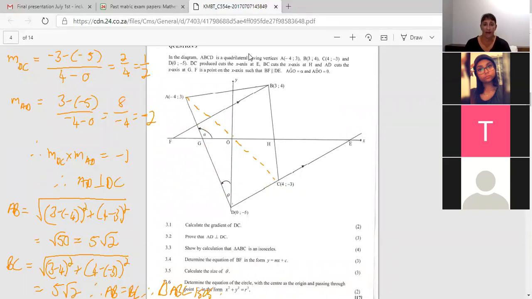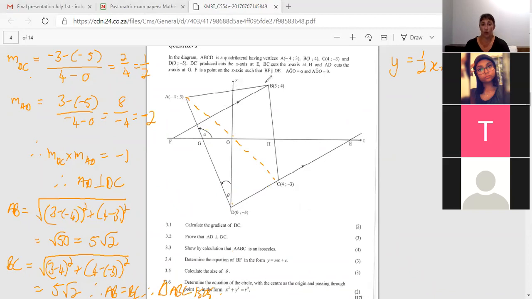Right. Okay, and then determine the equation of BF. All right, BF. You need to find that equation. Immediately you notice that it's parallel, so it has the same gradient as DC, which was a half. So in other words, y equals a half x plus c.